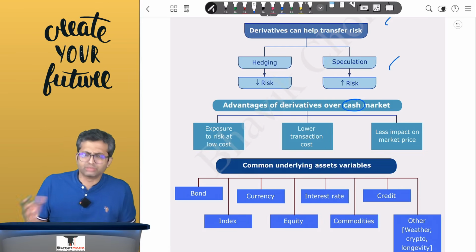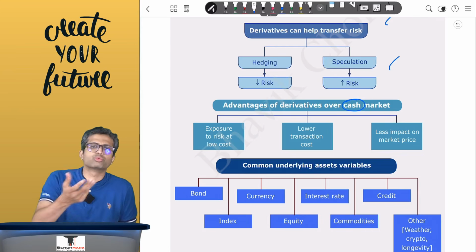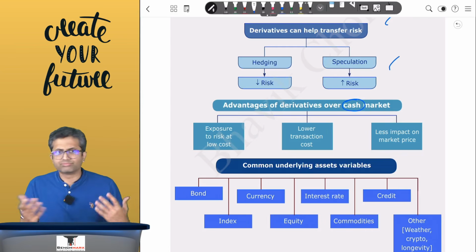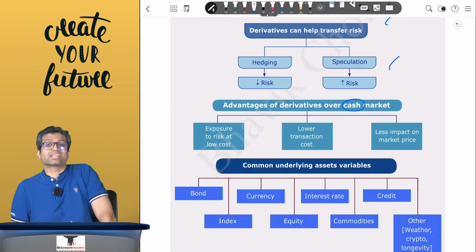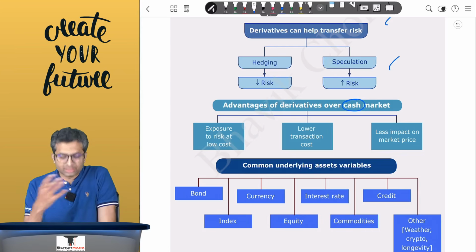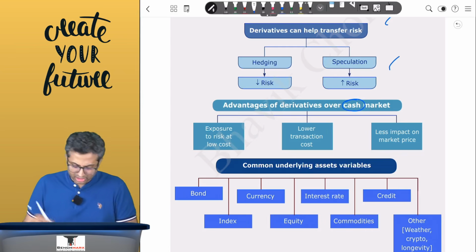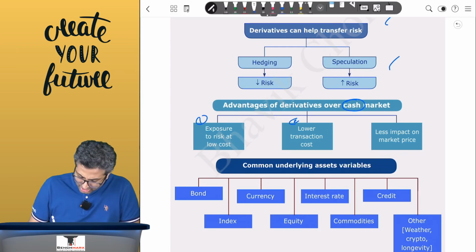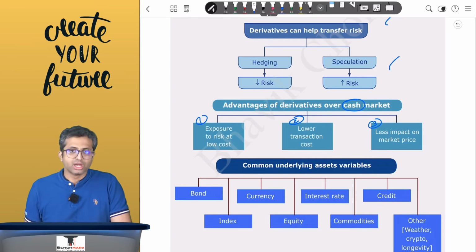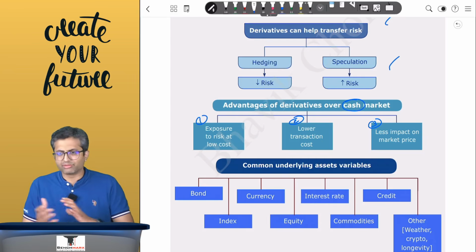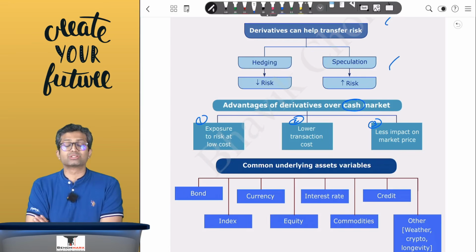However, the margin might be much lesser and you might just have to deposit hardly, let's say, $15,000-$20,000 or let's say $50,000 for a 10 lakh dollar position. Now, that is something which is exposure at a relatively lower cost. The transaction cost will also be lower and it has relatively less impact on the market price, because it is not directly a cash market transaction.